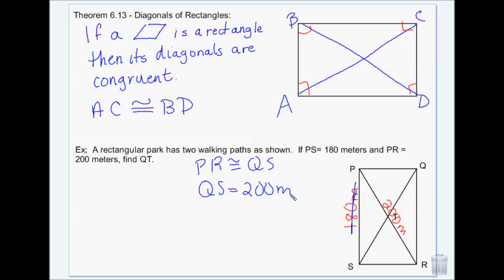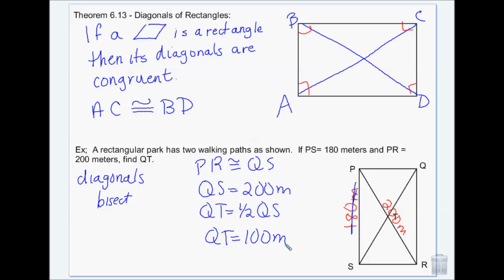And it's a parallelogram, right? So the diagonals bisect. So QT is 1/2 of the whole thing of QS, right? Does that make sense? So QS is 200 meters, QT is 100 meters. So you have to look at the information they give you, and sometimes they give you information that's not necessary. Sorry, not that it's invalid, it's just not necessary, and in that case, you want to make sure.